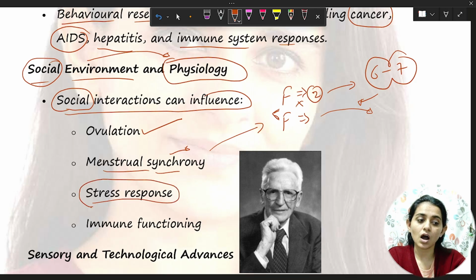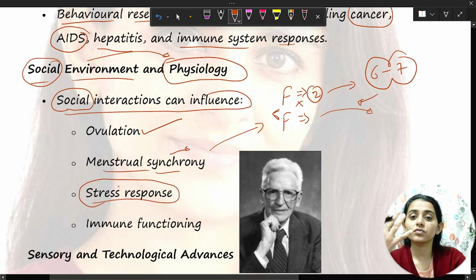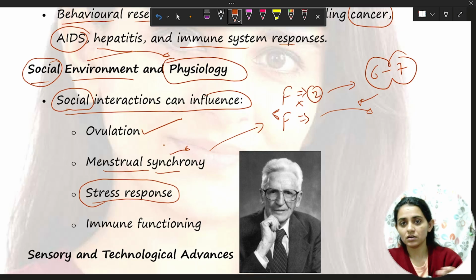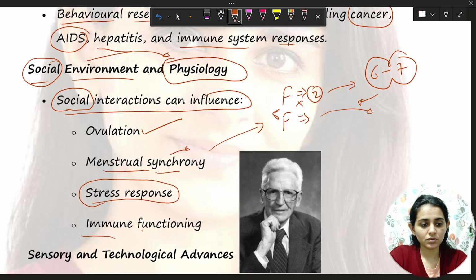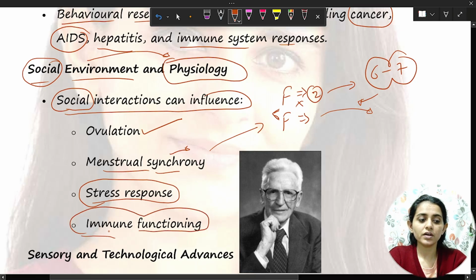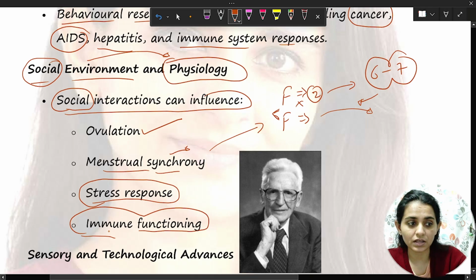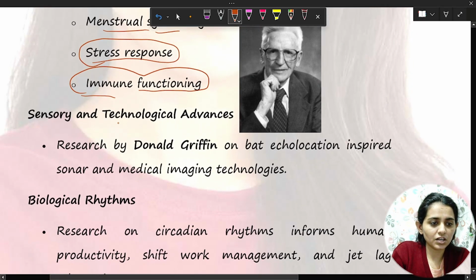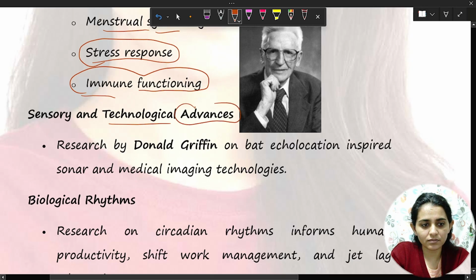Stress response: how an animal responds to stress, whether it is single or socially available, and how the stress level differs. Immune functioning: how the immune system functions, and how social interaction will affect the immune system. Okay, then sensory technology advancement.